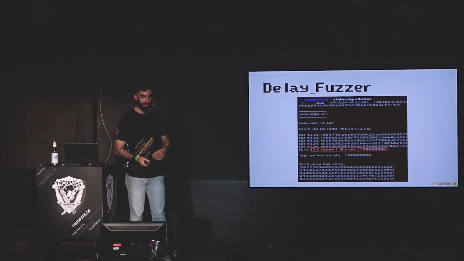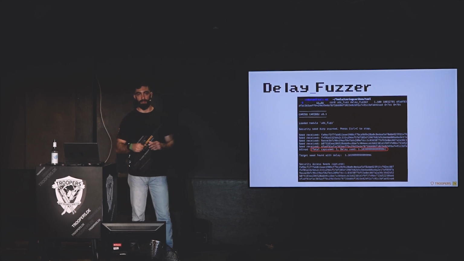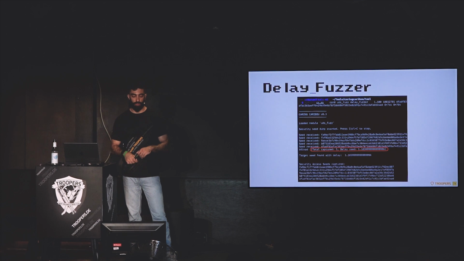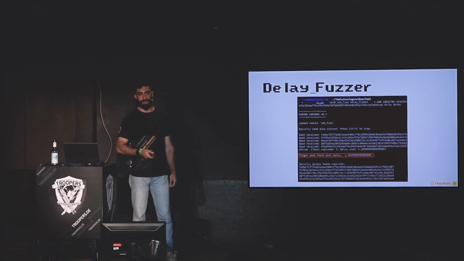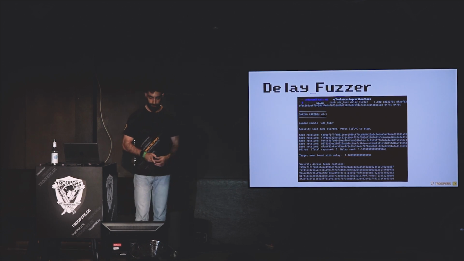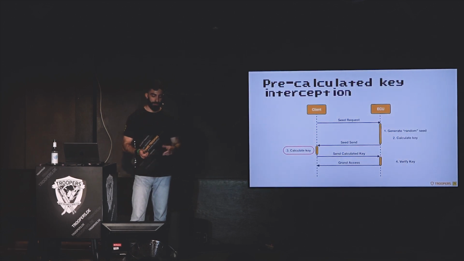And here we have the result. After receiving a lot of seeds and by iterating through the delays, we saw that in this specific delay, our predefined seed that we supplied to the options was found, and this means that the target seed was found with this delay, and we can use it in our POC. So we basically don't need to calculate the key. This thing just goes away.